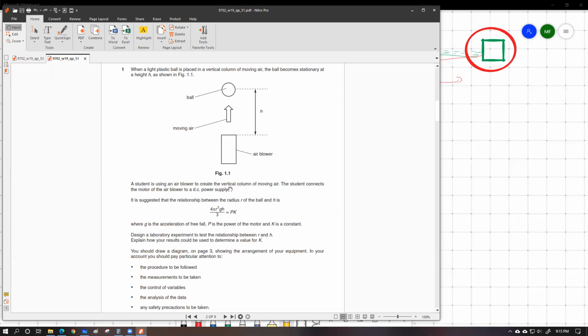I'm going to mention both of these variables: all the balls that we're going to use for this experiment should be made from the same material, and the power of the air blower should be kept constant throughout the experiment.